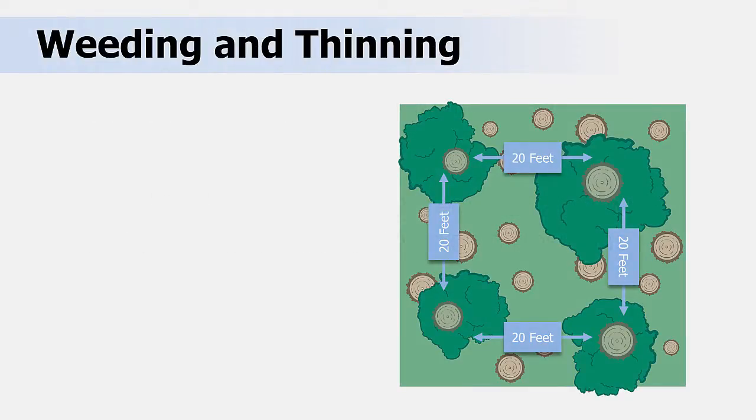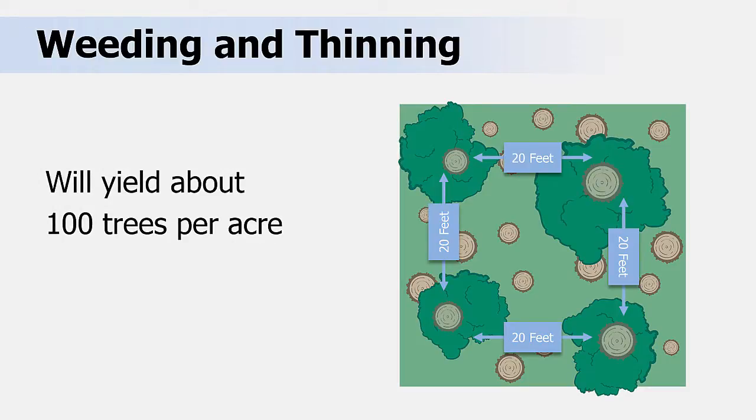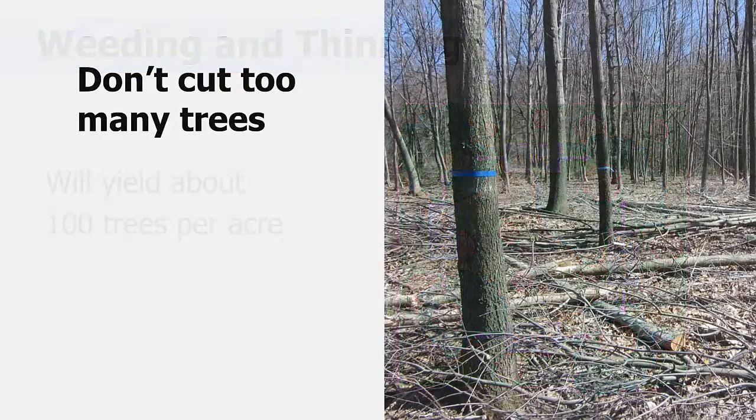When weeding or thinning in younger stands with an average diameter of 5 to 8 inches, it might be useful to find a desirable tree on a 20 by 20 foot spacing. As the stand ages, this will yield about 100 trees per acre. This approach focuses thinning and weeding decisions onto fewer trees. Remember, don't cut too many trees, as competition forces trees to grow taller.